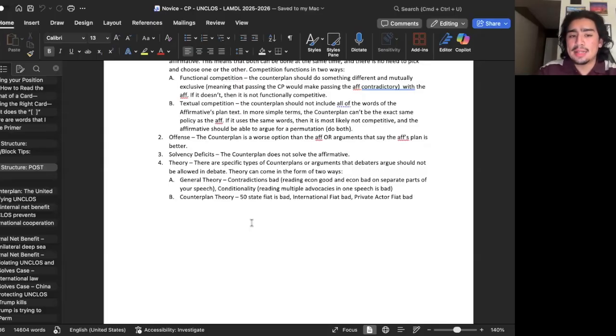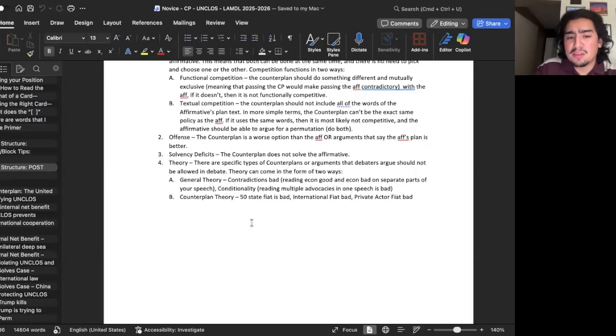So, for example, let's say a team says the economy is good and then econ bad in separate parts of your speech. That is a contradiction that maybe shouldn't be allowed in debate. Theory arguments are like establishing norms for what debaters can and can't do. So let's say we allow debaters to contradict themselves in every single speech.